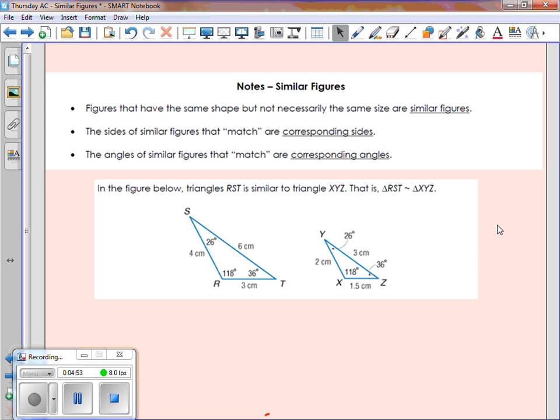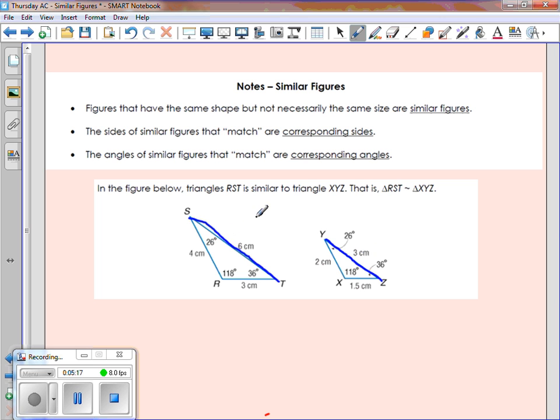For example, the sides of similar figures that match are called corresponding sides. So when we're looking at these two triangles here, we got the longest side of the large triangle, ST, and the longest side of this triangle, which will be YZ, are corresponding. They're the same side on each triangle.